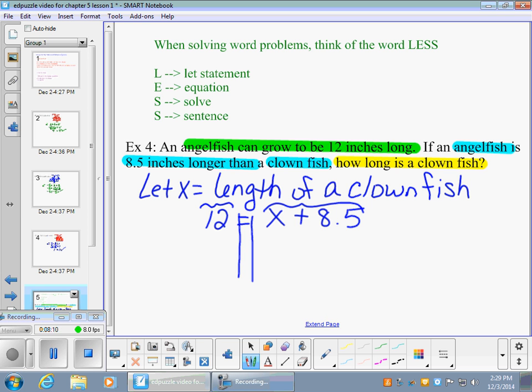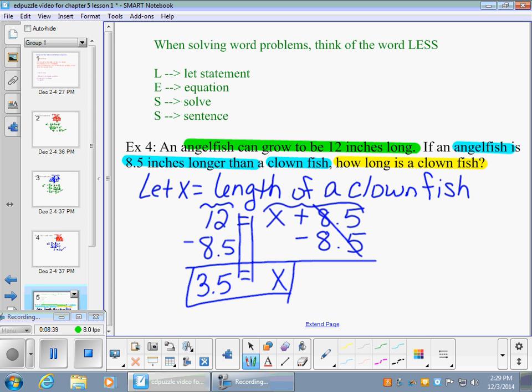Get rid of the constant first. It says x plus 8.5. So we're going to do minus 8.5 to both sides. Plus 8.5 minus 8.5 is 0. The only thing left on the right side is x. Bring down your equal sign. And 12 minus 8.5 is 3.5.